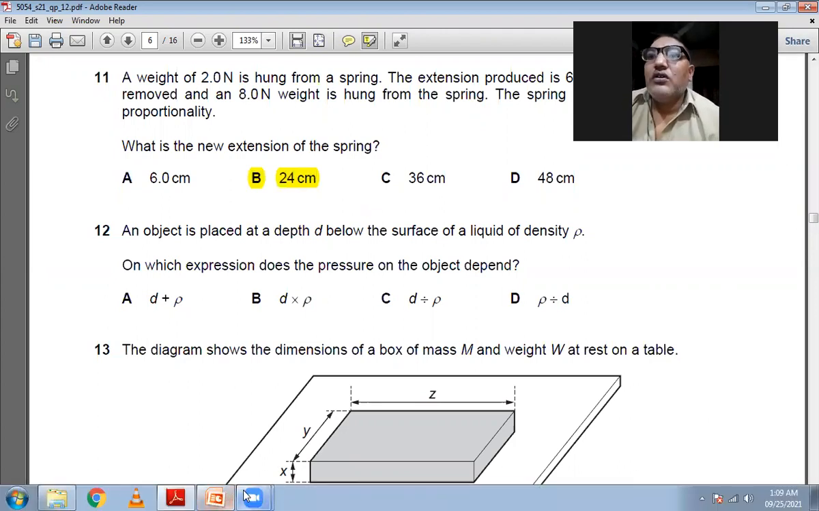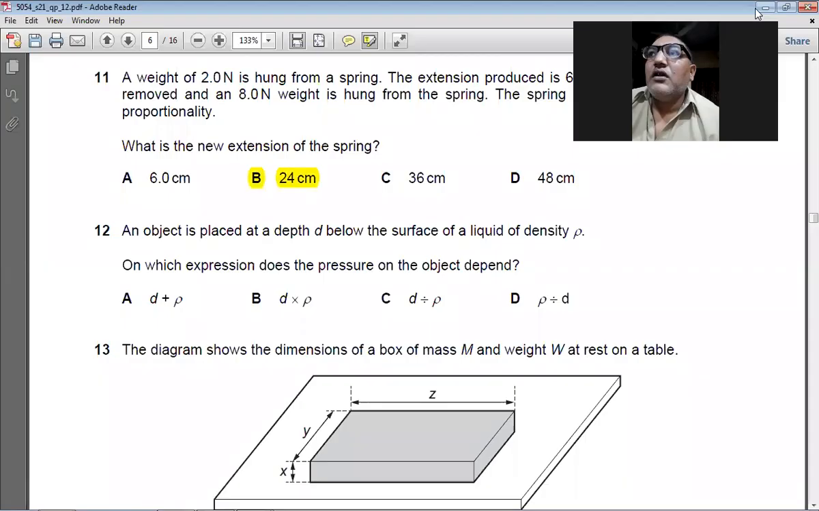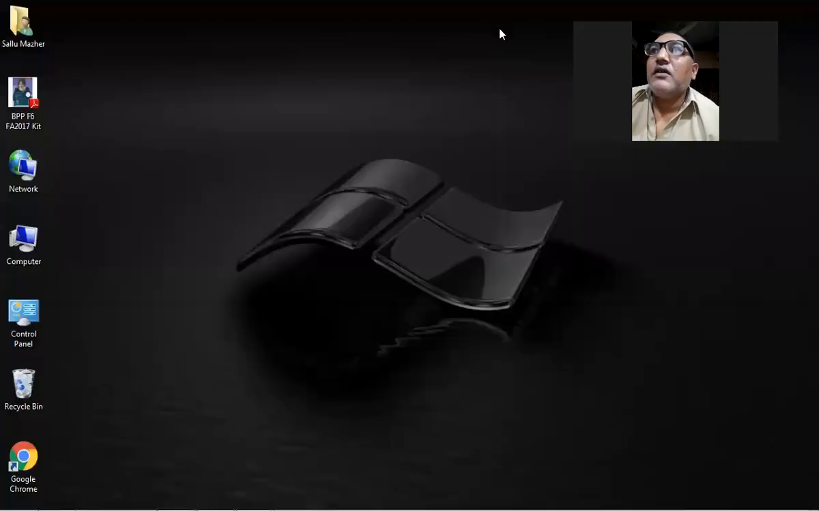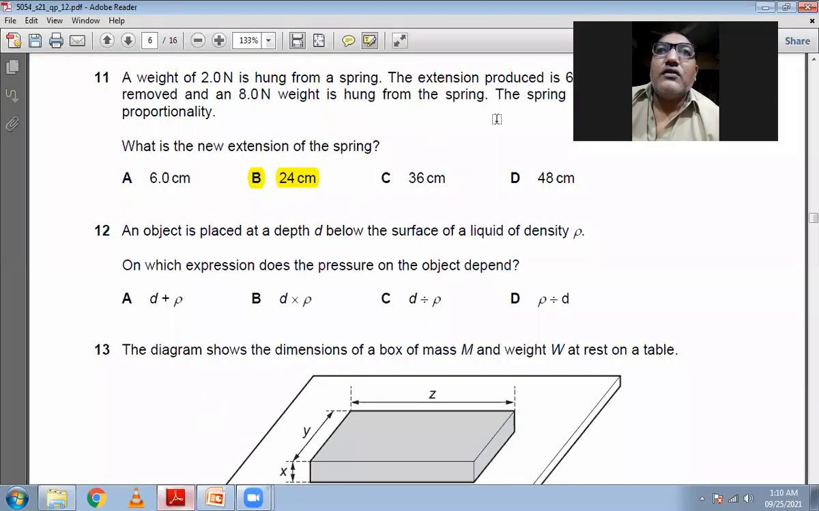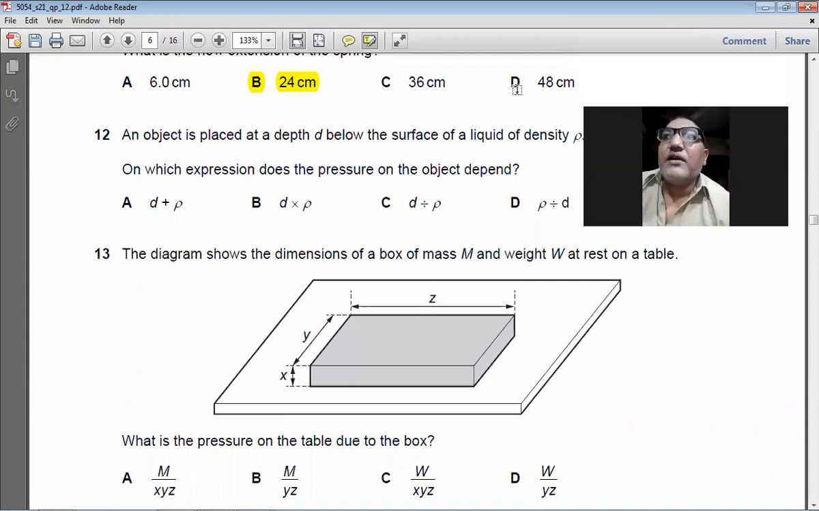So let's go to the next question. Where is my Zoom? Okay, here we have. It has gone here. Okay, so question number 12 is showing up on your screen now.